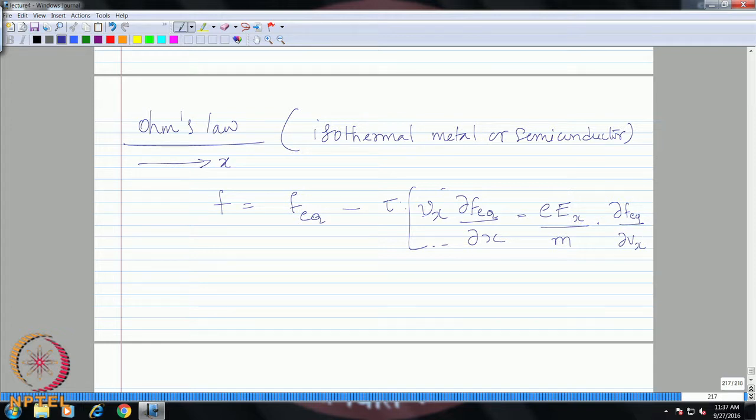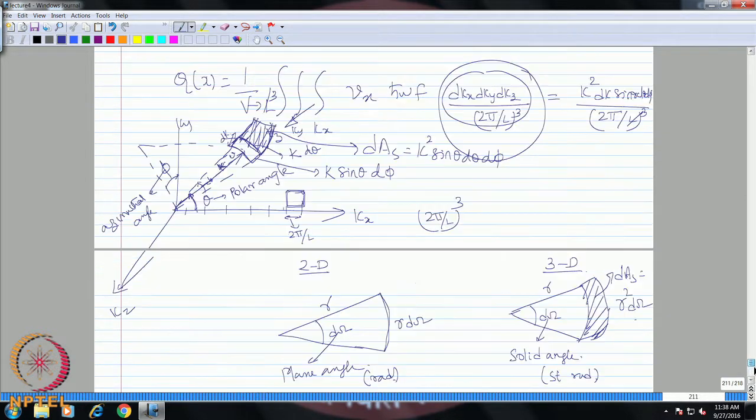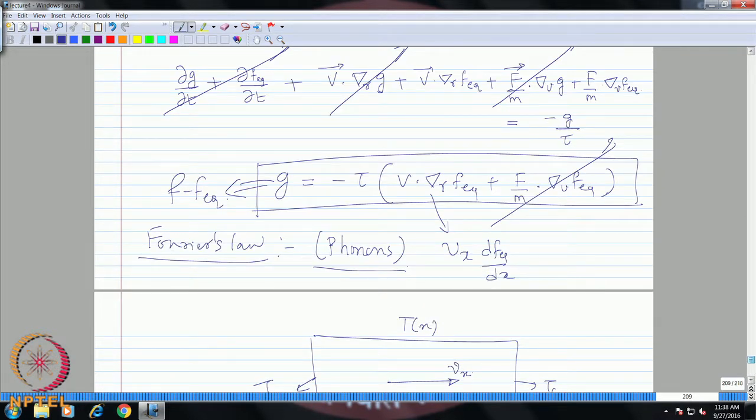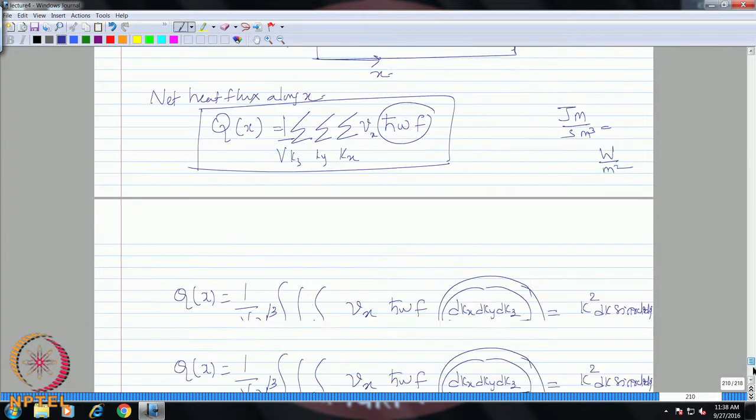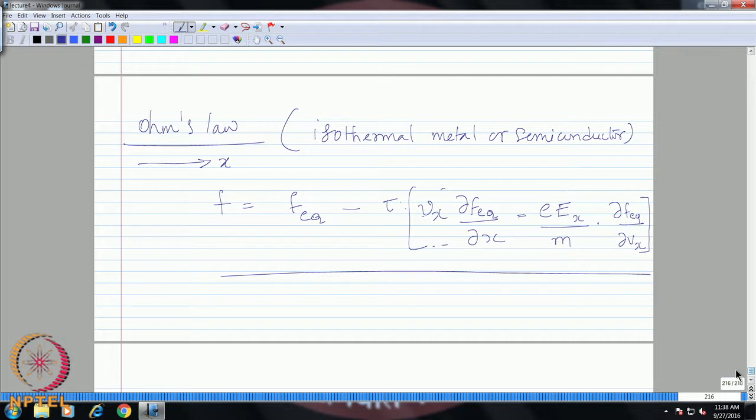Okay. So, this we can now write in terms of dEF and so on, we will do that. So, this is your starting point. I am just expressing f equal to f equilibrium in terms of this right now. That is the first step. So, this is your Lorentz force Fx.